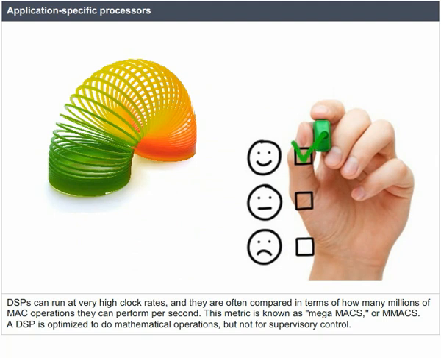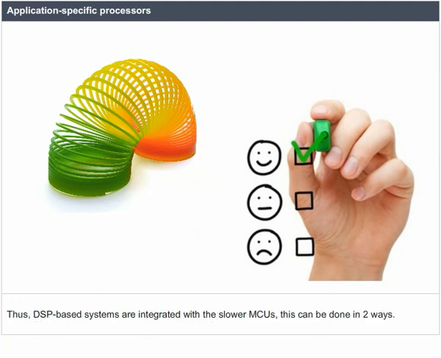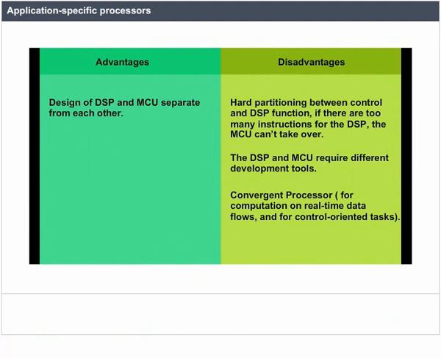A DSP is optimized to do mathematical operations but not for supervisory control. Thus, DSP-based systems are integrated with the slower MCUs. This can be done in two ways. Advantage: design of the DSP and MCU separate from each other. Disadvantages: hand partitioning between control and DSP functions. If there are too many instructions for the DSP, the MCU can't take over. The DSP and MCU require different development tools.